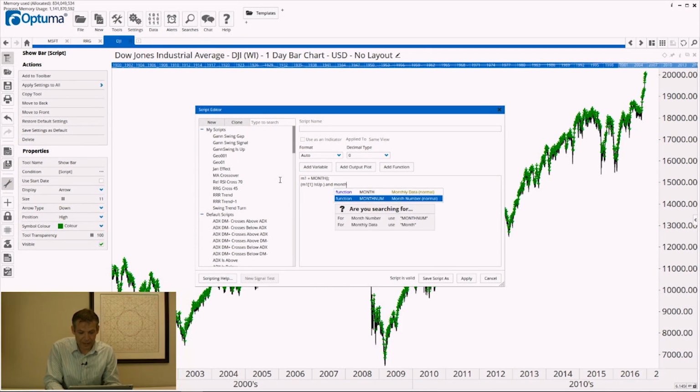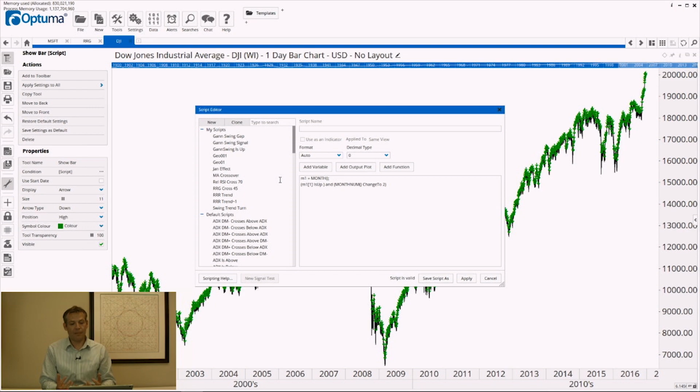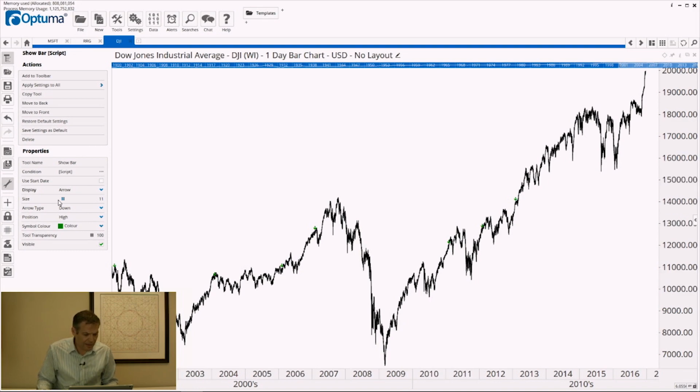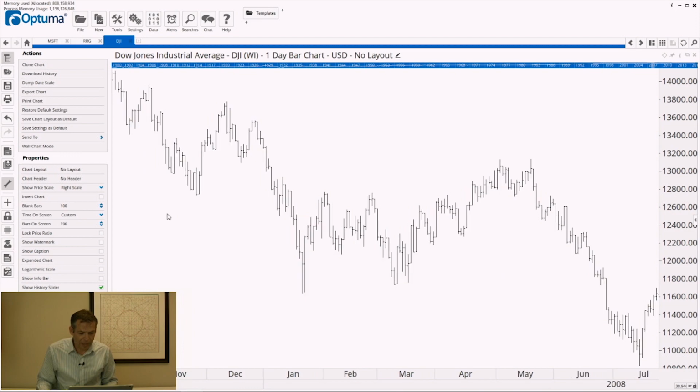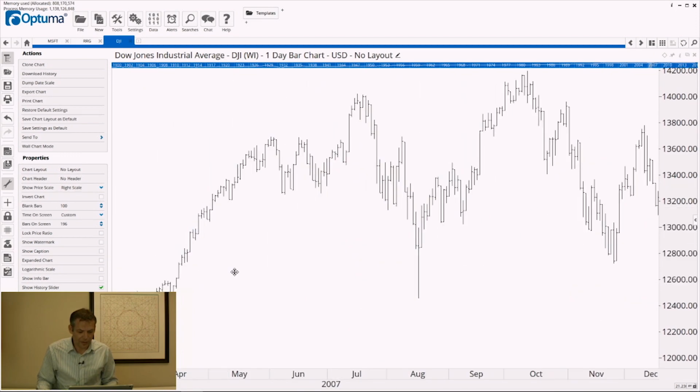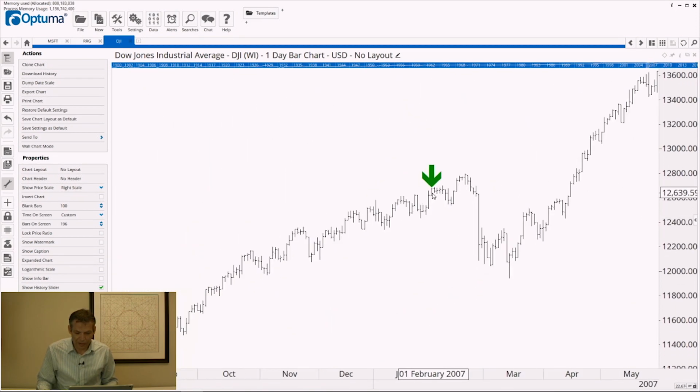Month number changes to the number 2 for February. So I'm saying that the previous month has to be up and the month number changes to February. So let's just apply that one, and let's increase the size of our arrows. Just make sure that we've got, where is our arrow? Here it is. So we're at 1st of February is our signal.